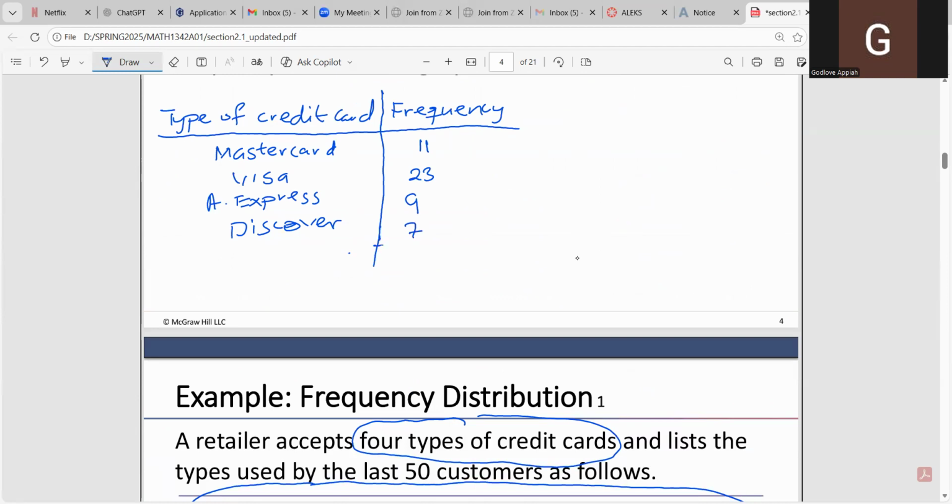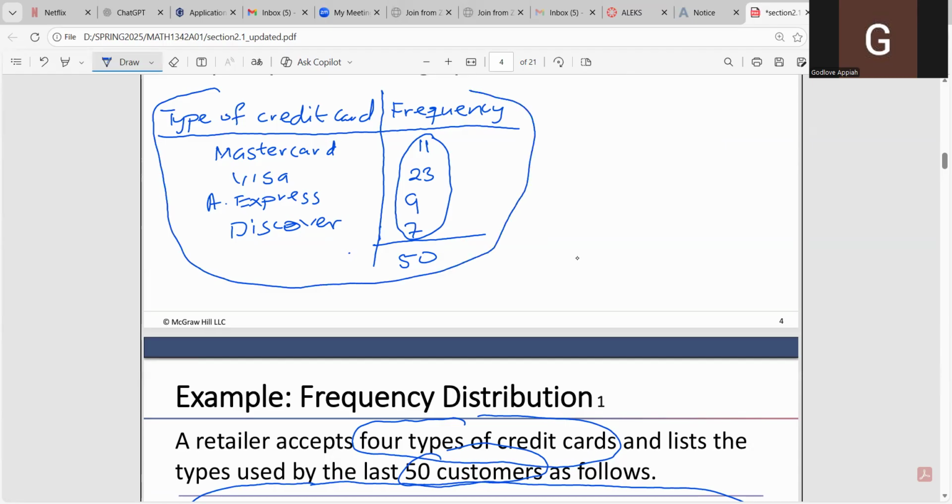So once you're done, you need to find the total frequency. So if you add all of these frequencies together, that should be the total frequency, and that should give us a total frequency of 50, and that should correspond to the number of customers that was mentioned in the problem. So this table we have here, this is going to be a frequency distribution table. That is what we have here. So what we just did is to construct a frequency distribution for the credit card data set. So if on the exam I ask you to construct a frequency distribution for qualitative data, this is exactly what I need you to do.